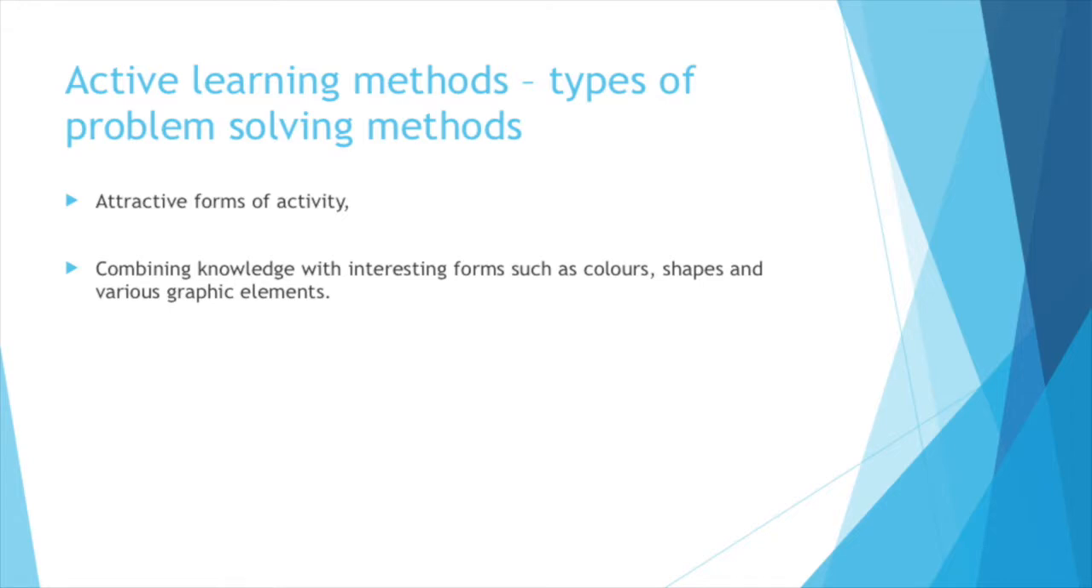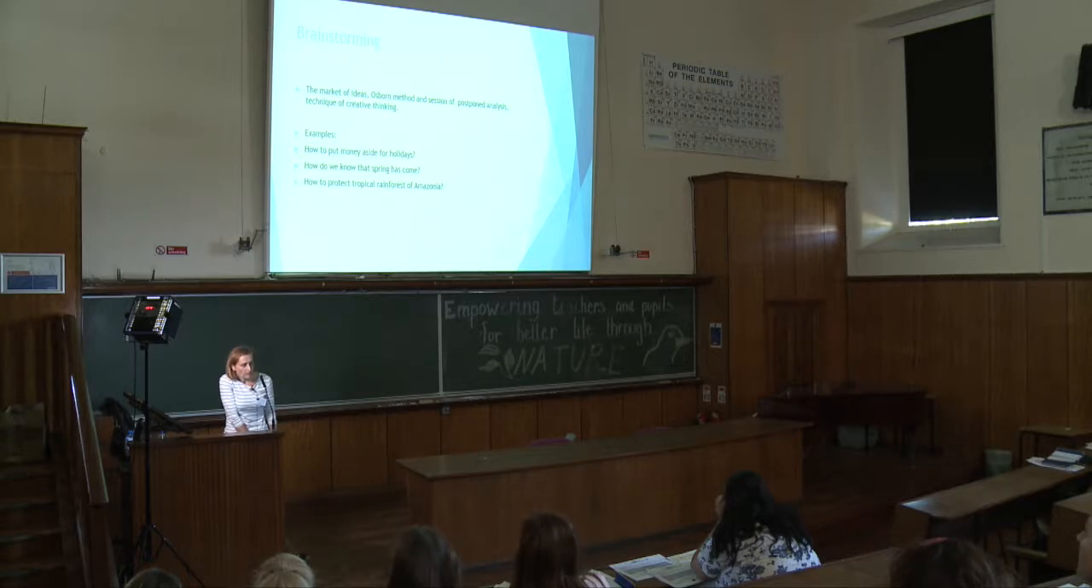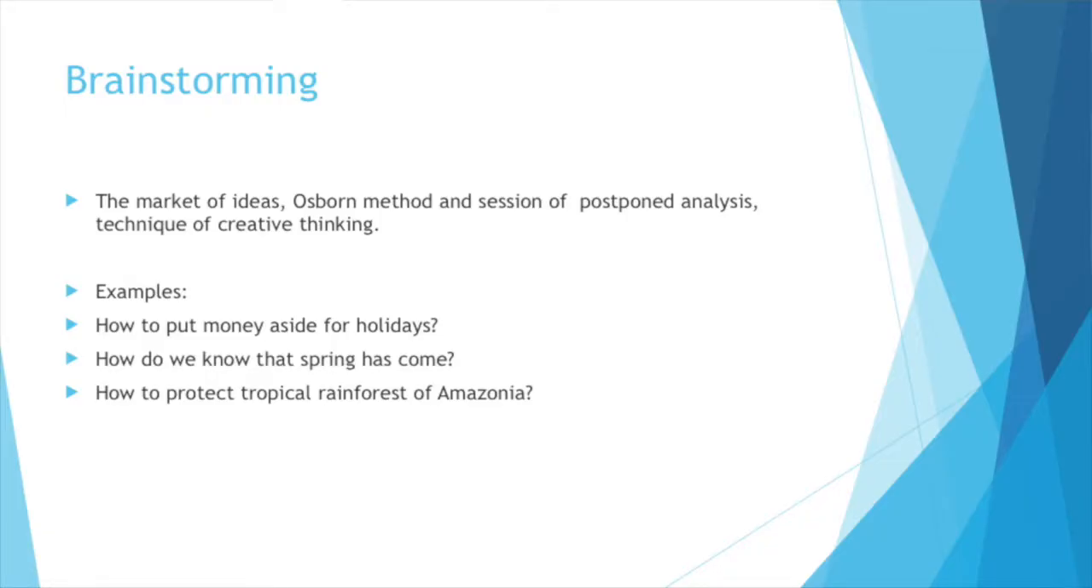Active learning methods are types of problem-solving methods. These methods combine knowledge with interesting forms such as colors, shapes, and various graphic elements. For example, you can use brainstorming. Another name for this method is the market of ideas. Maybe you know this method. I'm sure you know the Osborne method and the session of postponed analysis, techniques of creative thinking.